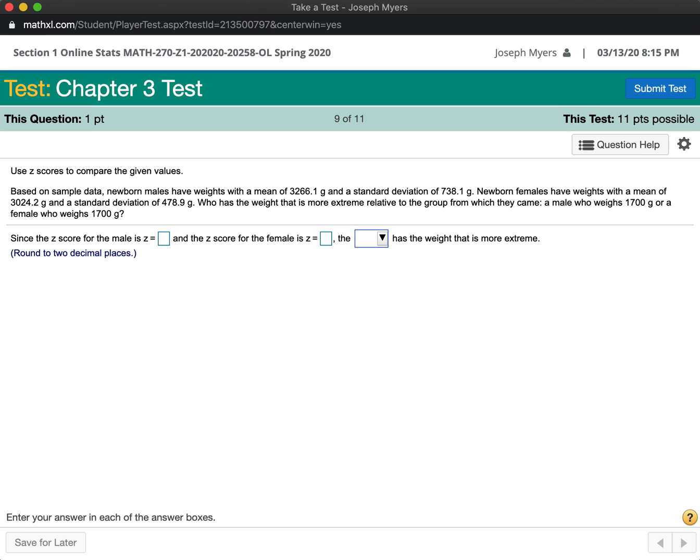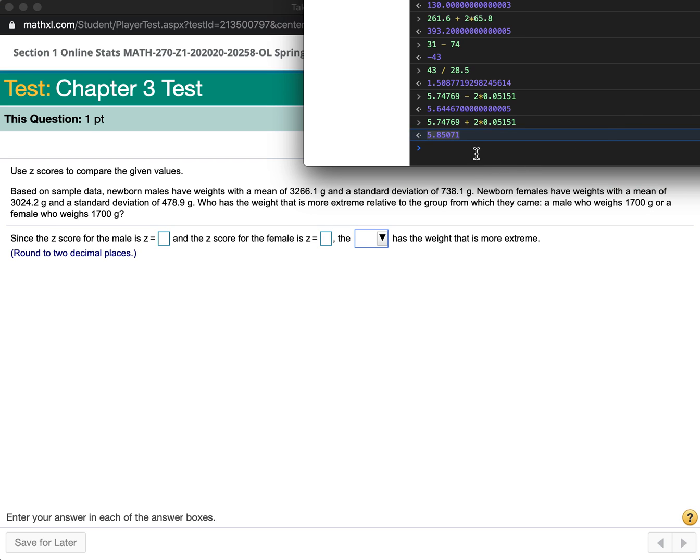Okay, now it says use the z-scores to compare the given values. So z-score is defined as the value minus the mean, divided by the standard deviation. Let's see, the male weighs 1,700 grams.